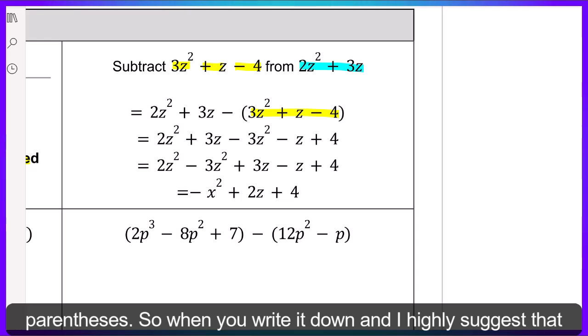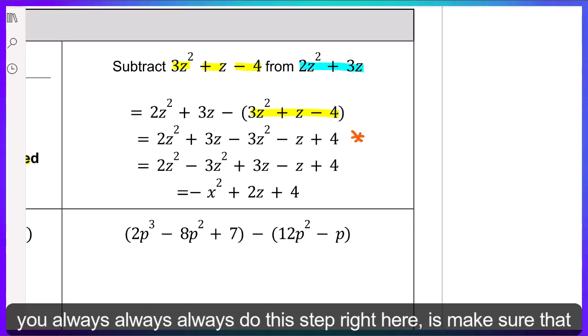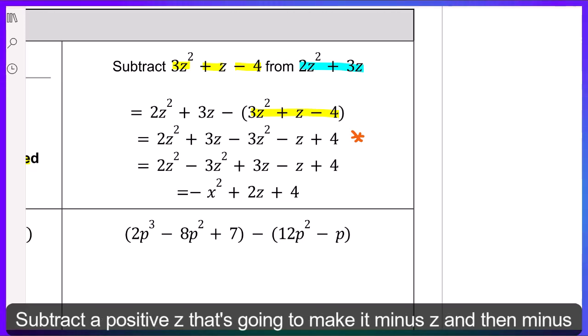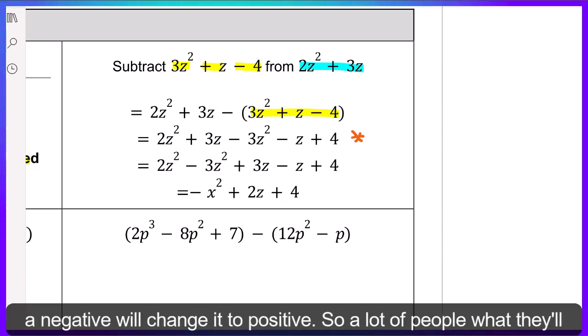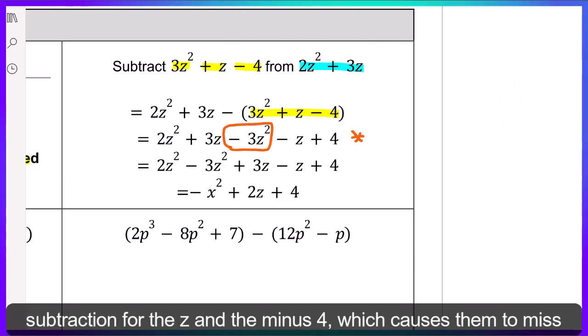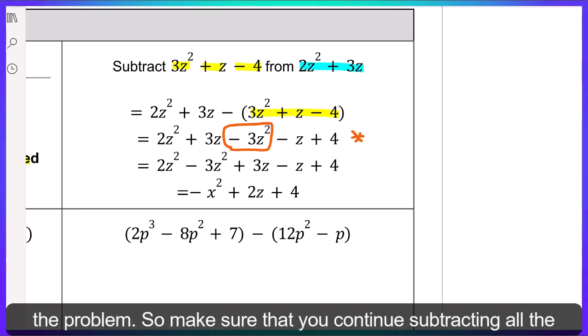So when you write it down, and I highly suggest that you always do this step right here, make sure that you subtract the 3z squared. So that'll be minus 3z squared. Subtract a positive z, that's going to make it minus z, and then minus a negative will change it to positive. So a lot of people will only subtract that first term and completely ignore subtraction for the z and the minus 4, which causes them to miss the problem.